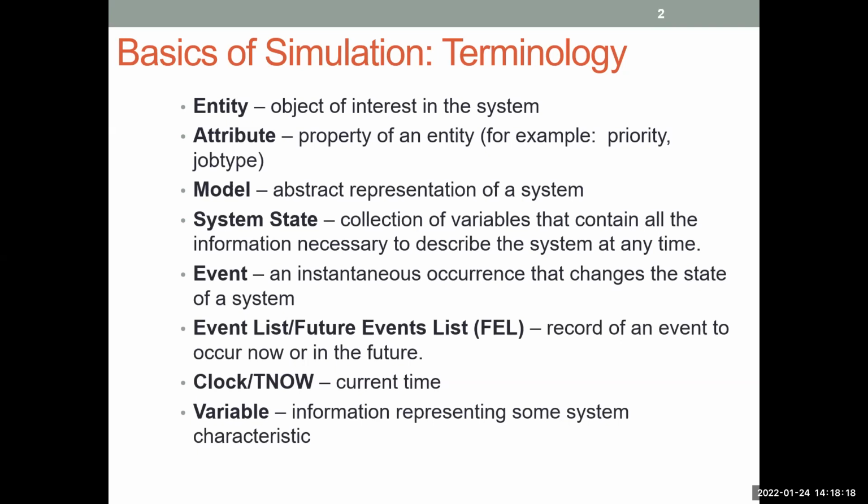And then finally, we have a variable. A variable is information representing some system characteristic. So, the main distinction between a variable and an attribute, and I think that's one of the most important concepts to understand: again, the attribute is not going to change. The variable can change through the simulation time.